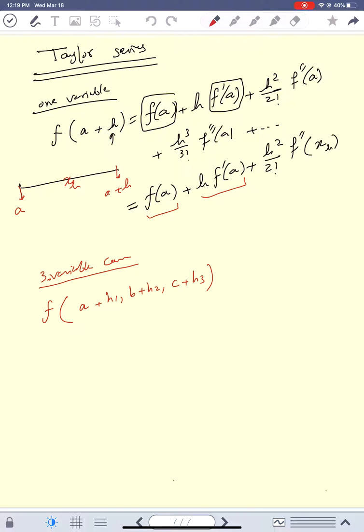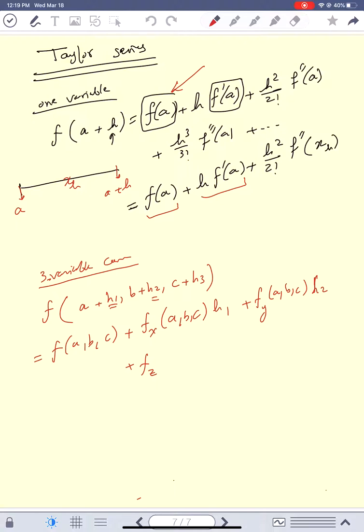Okay, so how do we know this quantity? This is equal to f of a, b, c. This is very similar to this term. F of a plus h, you take f of a. Now my point is not 1 coordinate, it's a 3 coordinate. Plus we differentiate f with respect to x at the point a, b, c, but we multiply it with h1, this thing. Then plus you differentiate f with respect to y at a, b, c, you multiply it with h2, this. Plus you multiply fz at a, b, c with h3.